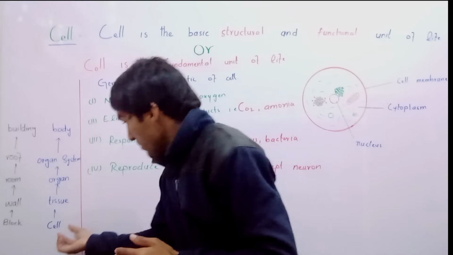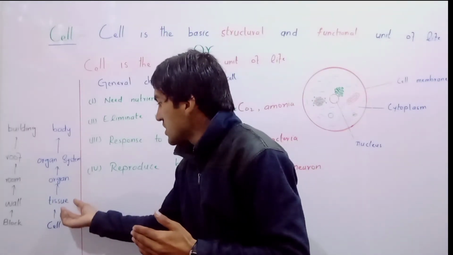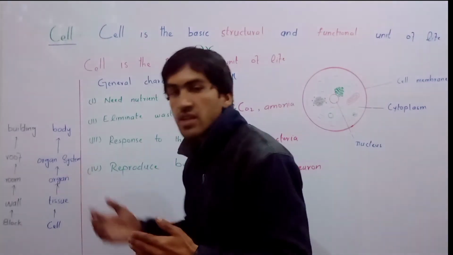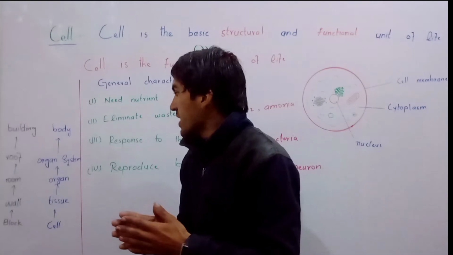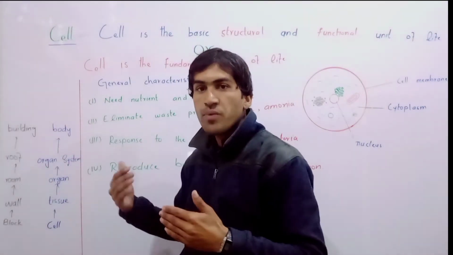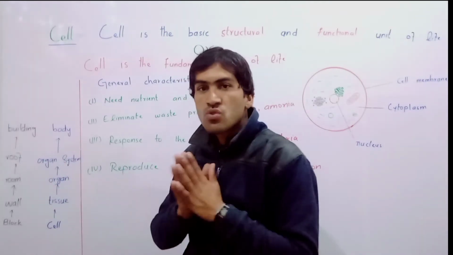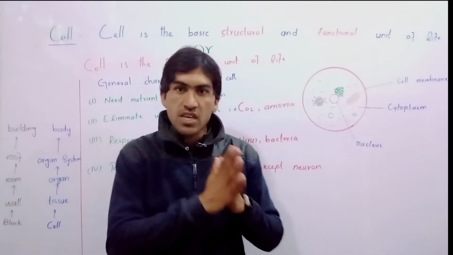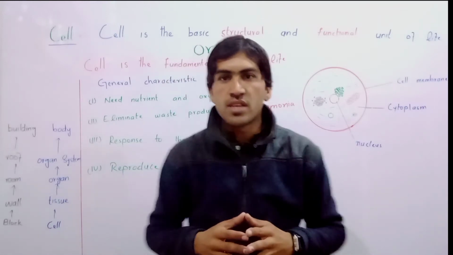Many cells collect and form tissues, then the tissues combine and form an organ, then many organs combine and form an organ system, and at last the organ systems give rise to the human body. So this was some basic concept of the cell. Now we are in the position to define the cell.